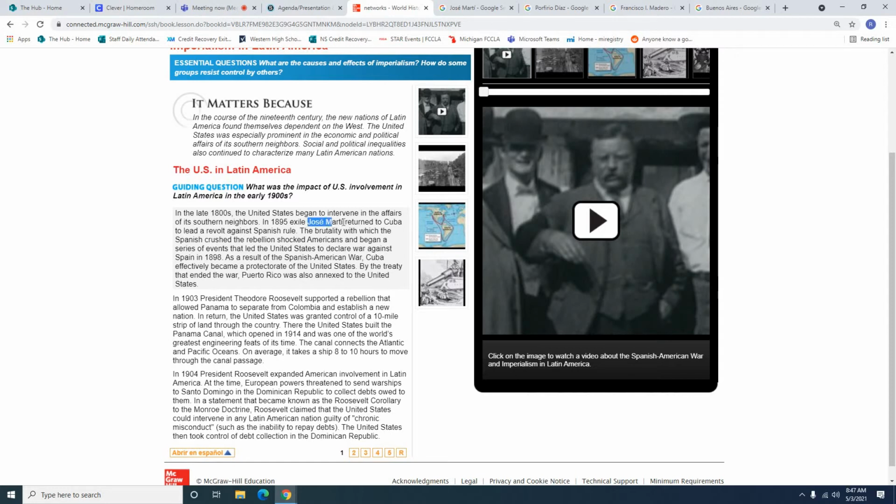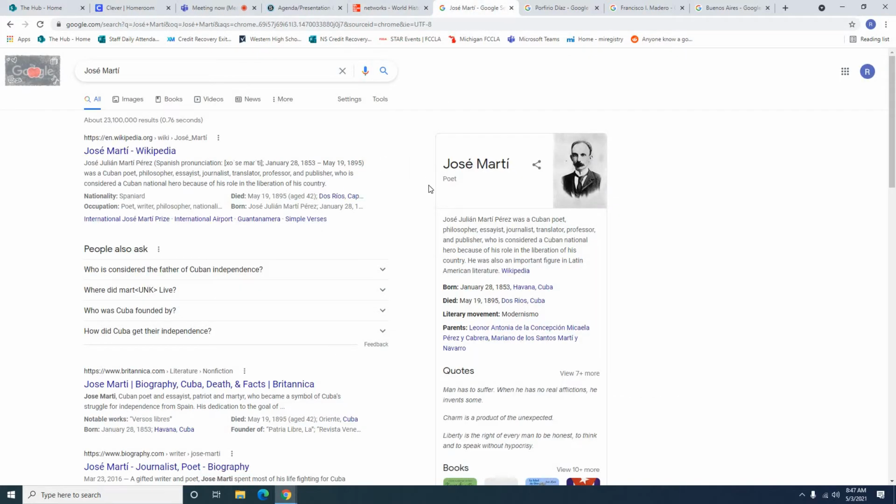We have Jose Marti, who is something of a revolutionary himself, and he is fighting against Valeriano Weyler, General Weyler, in Cuba. And here is Jose Marti, poet, philosopher, essayist, journalist, translator, professor, publisher, and guerrilla revolutionary warrior. He's going to lead his people to liberation. He wants to oust the Spanish.